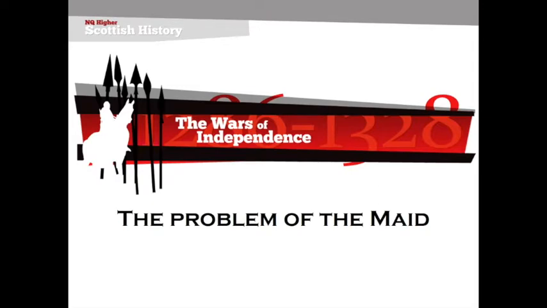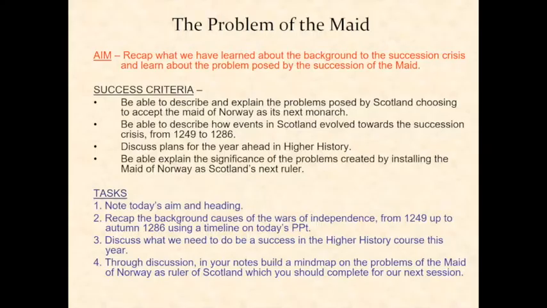Today we're going to be looking at the problem of the Maid. In today's session we are aiming to recap what we've learnt so far about the background to the succession crisis, and we're going to be looking as well at the problem posed by choosing the Maid as the next ruler of Scotland. By the end of this session we should be able to describe and explain the problems posed to Scotland by choosing the Maid.